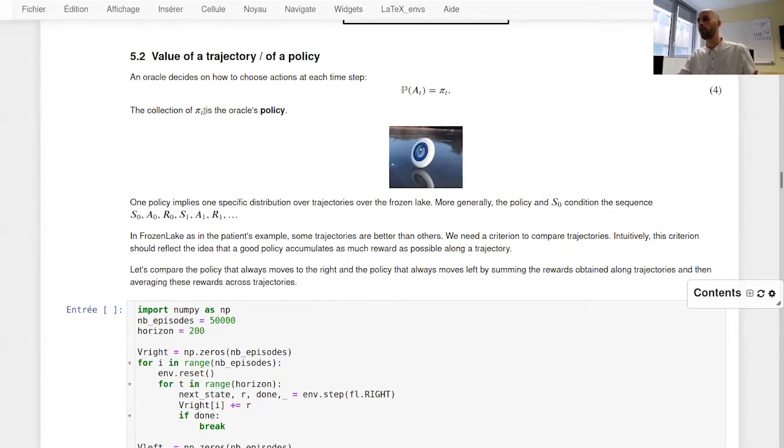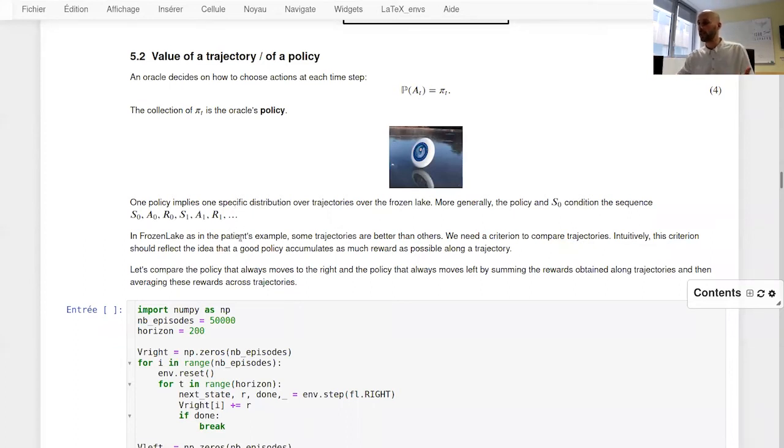The collection of all π_t's is the oracle's policy, the way it behaves. One policy implies one specific distribution over trajectories, over the frozen lake or over the course of treatment for the patient. More generally, if we have the policy and we have the knowledge or the distribution of the initial state ρ_0, those two fully condition the sequence S_0, A_0, R_0, and so on. So the full trajectory of the system we want to control.